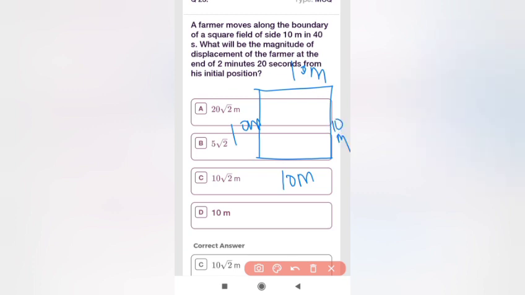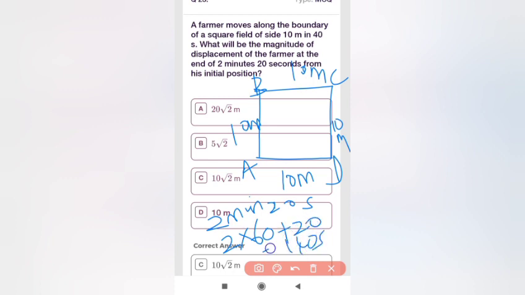And he is moving from this particular point A. This is B, this is C, and this is D. What will be the magnitude of displacement of the farmer at the end of 2 minutes 20 seconds? What is 2 minutes 20 seconds? 2 minutes is 2 into 60, which is 120. 120 plus 20 is 140 seconds. So after 140 seconds, where will he be?